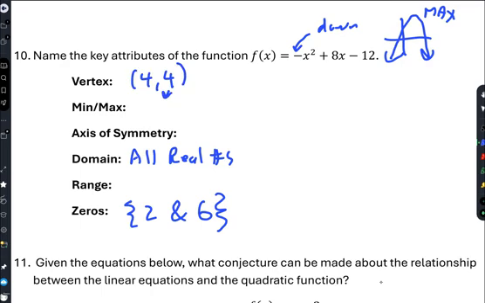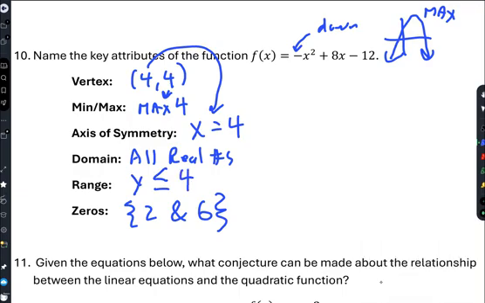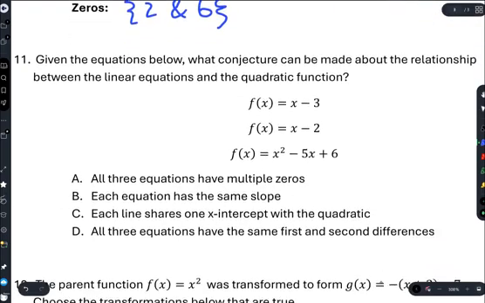This number right here is my max. The axis of symmetry is this number, x equals 4. And the range is going to be all of the y's that are less than or equal to 4. Okay? Go to number 11.